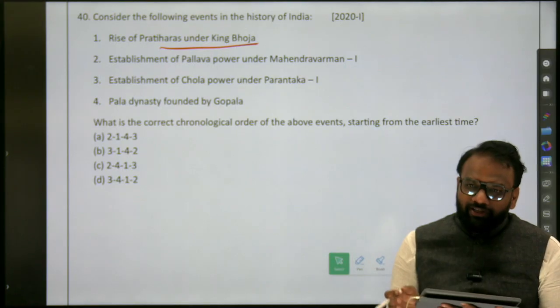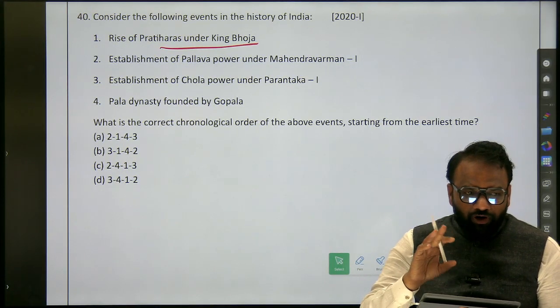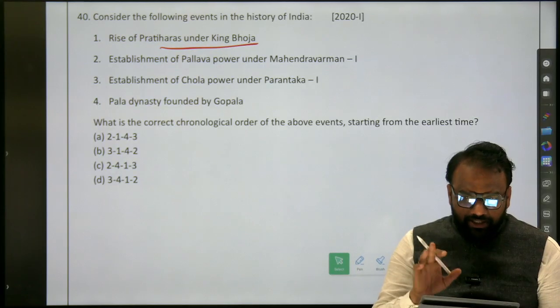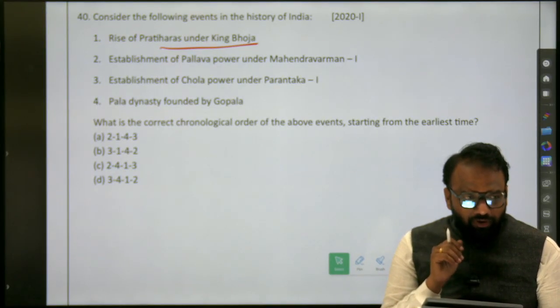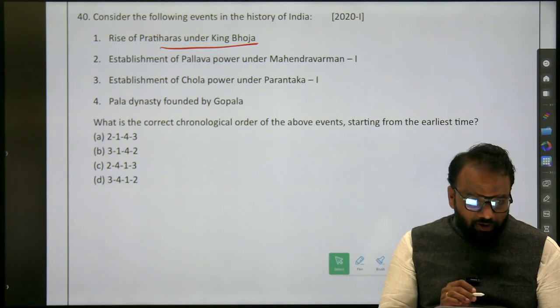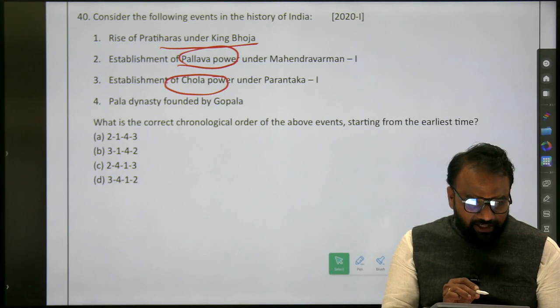So check whether there exists some content on who became powerful after the Pallavas, and who became powerful after the Chalukyas. That content is there. Just check it once. Okay, next. Now Pallava and Chola, somewhere the link is there. Just check it once.